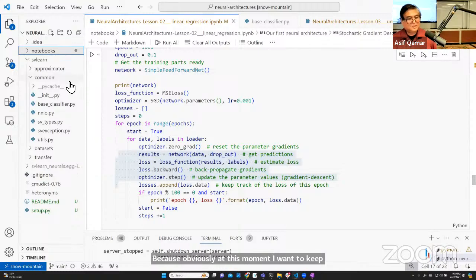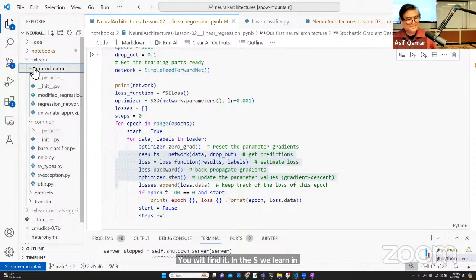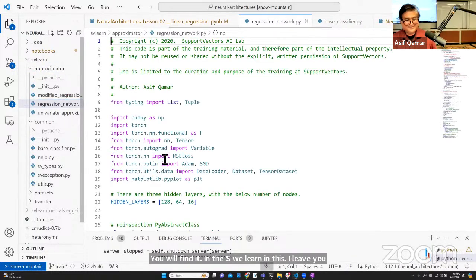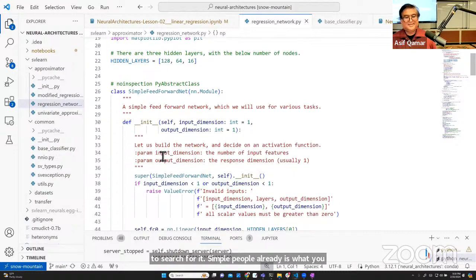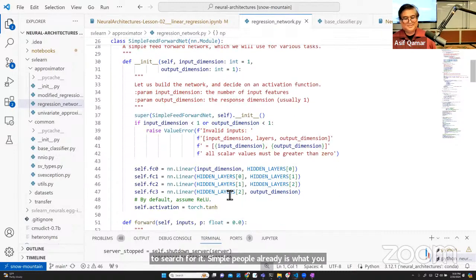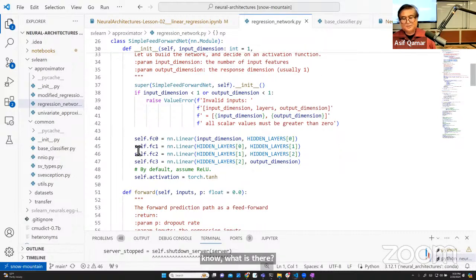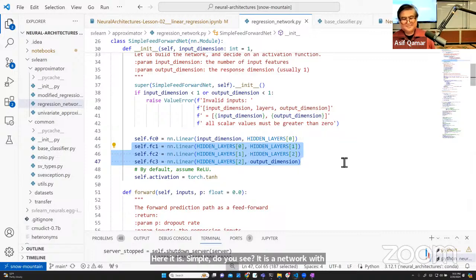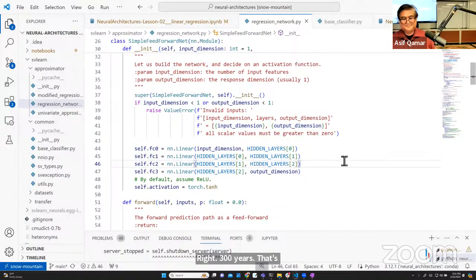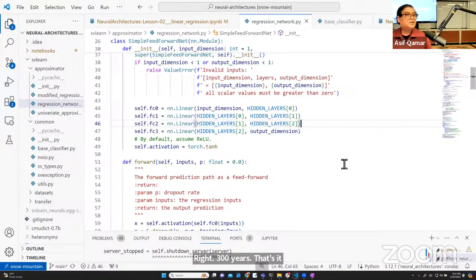Where will you find this? You will find it in scikit-learn, in this. I leave you to search for it. Is simple feed forward what you wrote, or is it what is there? I wrote it. Here it is. Simple feed forward. Do you see? It is a network with actually only 3 hidden layers. That's it. And guys, if the code looks unfamiliar, it will begin to look very familiar because there is no mystery to this code. It's straightforward.